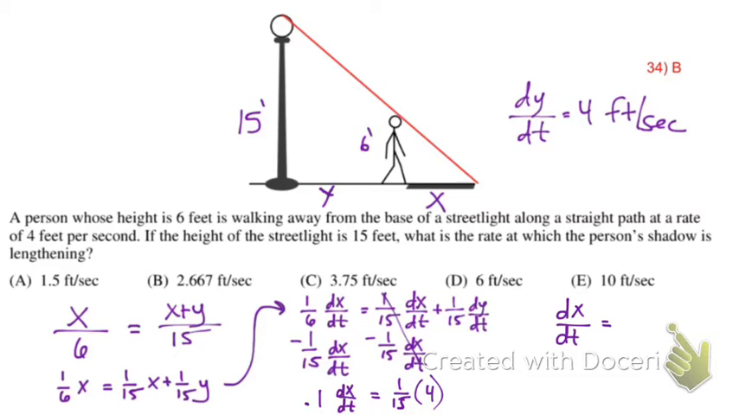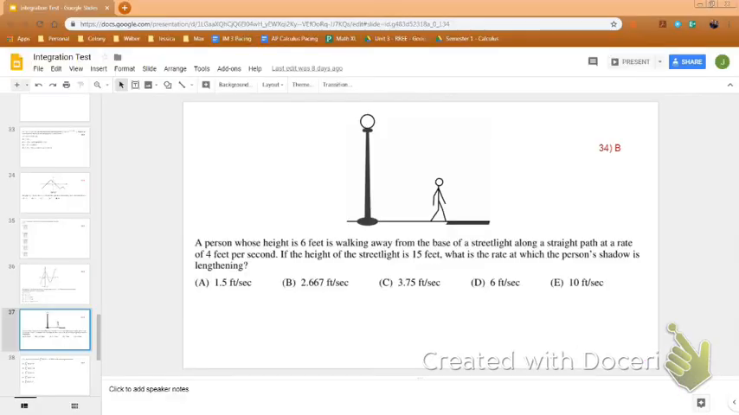Let me do that in my calculator now. 1/15 times 4 is equal to 0.267. And if I divide that by 0.1 from what was in front of dx/dt, I get that dx/dt is equal to 2.667, which is answer choice B. So the rate at which the shadow is increasing is 2.667 feet per second. All right, next question.